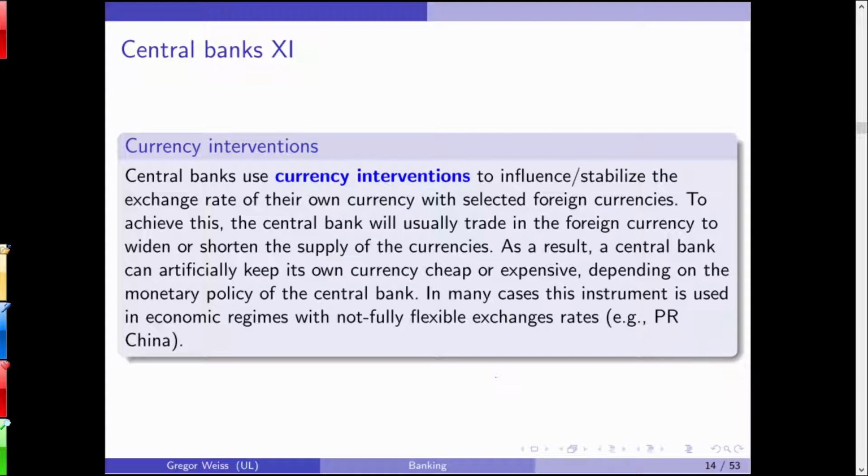Why did the Swiss National Bank do a lot of currency interventions a couple of years ago? So that people still come to Switzerland to go on their holidays, or that Swiss firms could still sell their products? The problem is that the Swiss franc and the Swiss economy is quite strong, and the Swiss currency, the Swiss franc, is extremely expensive.